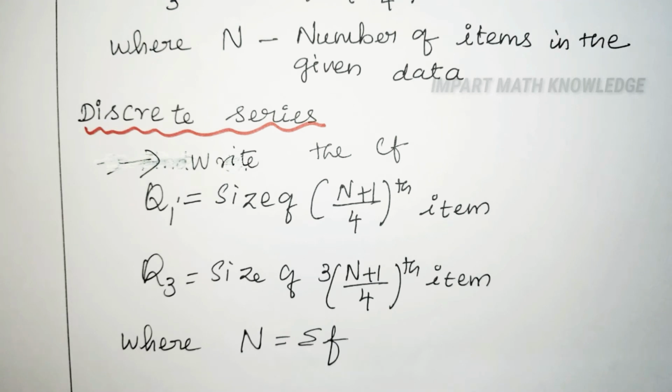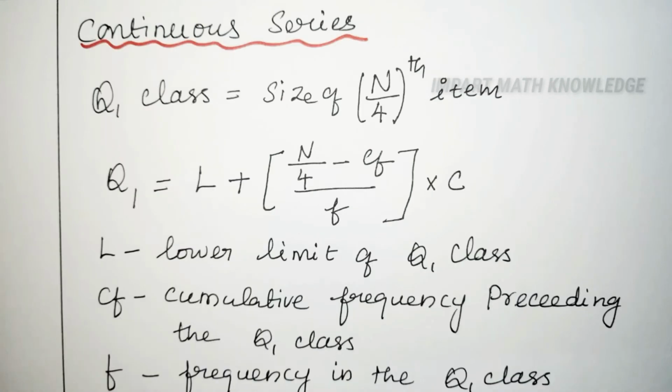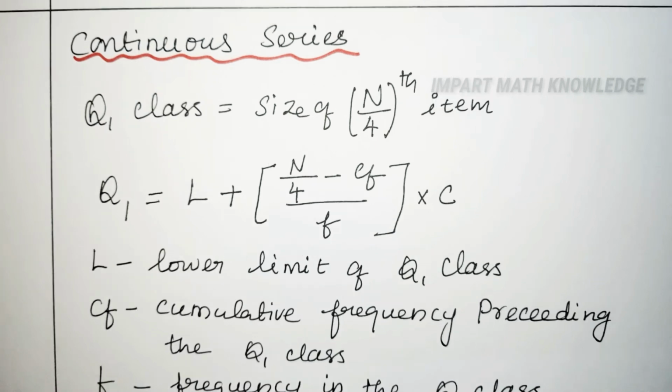Discrete series: first we have to find the cumulative frequency. The formula for Q1 and Q3 is the same as for individual series, where n is equal to the total frequency. For continuous series, we have to find the Q1 class first. Q1 class is equal to the size of n by 4th item. Q1 is equal to L plus (n by 4 minus cumulative frequency) divided by frequency, into C.